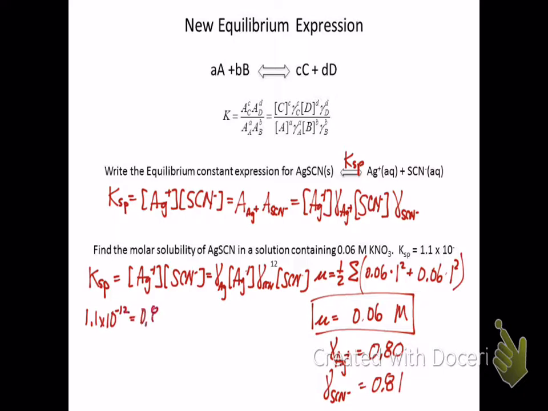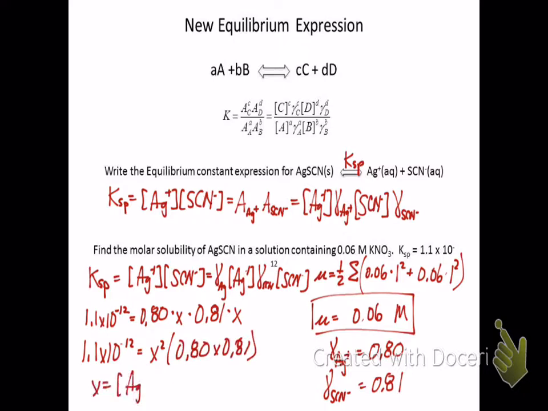So now we're going to use this to find the molar solubility of the silver thiocyanate in a solution that contains some iron nitrate, 0.06 molar. We have our KSP here, and its KSP is equal to 1.1 times 10 to the negative 12. You can write that in there. Okay, so we write in our KSP, which we already had from above.